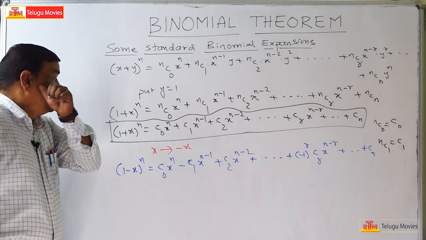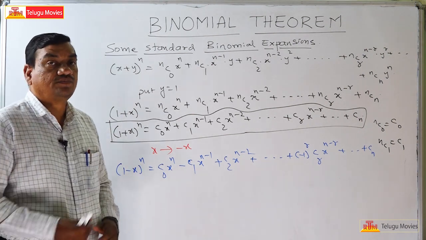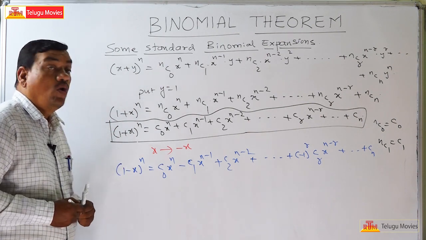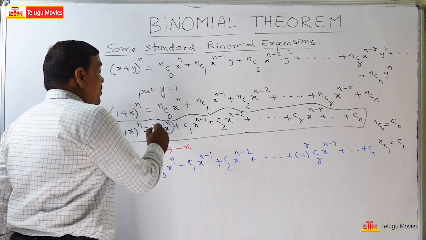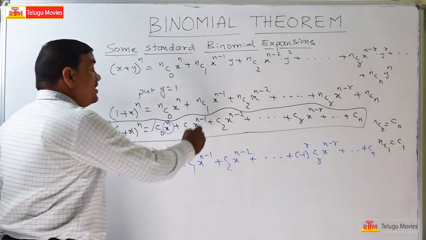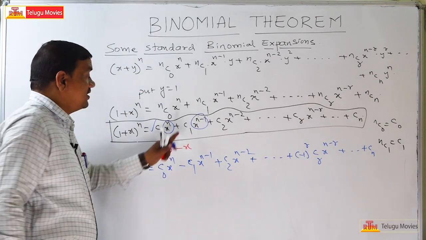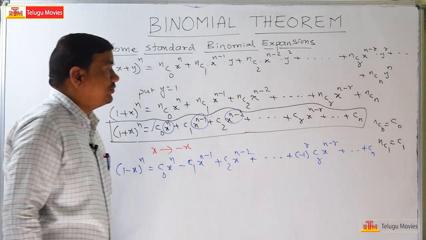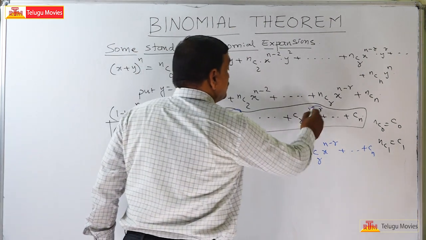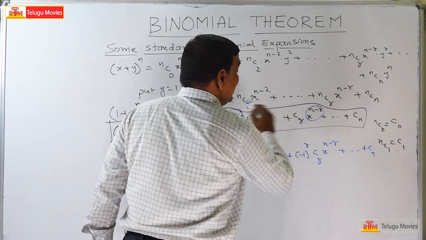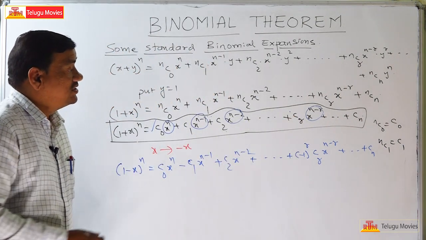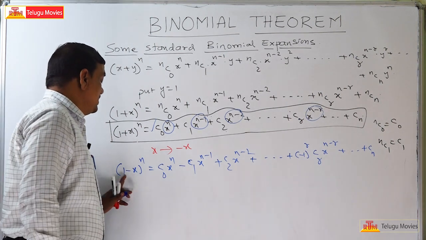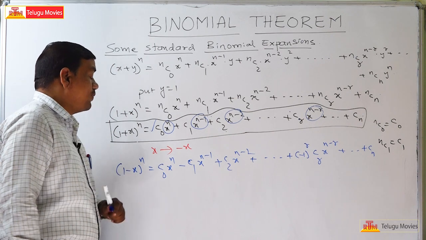Now what you have to remember is, in the binomial expansion of (1 + x)^n, what is the coefficient of x^n? C0. The coefficient of x^(n-1)? C1. The coefficient of x^(n-2)? C2. The coefficient of x^(n-r)? Cr. Understand? What is Cn? It is the coefficient of the constant term, Cn.